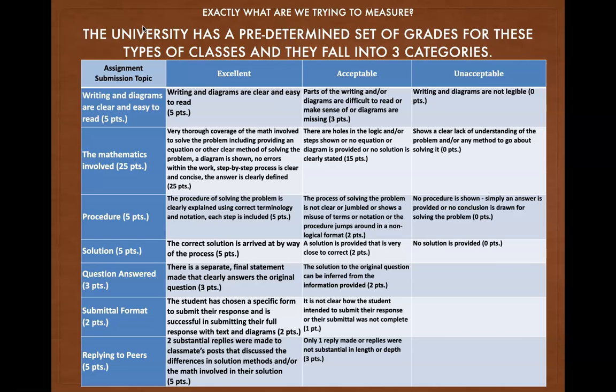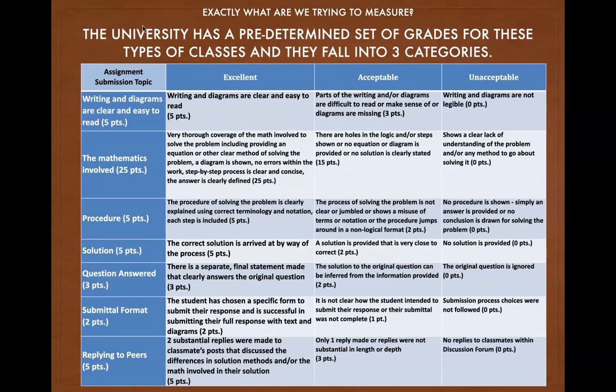No solution is provided, 0 points. The original question is ignored. They don't even refer to it. The submission process choices were not followed within the process of submitting. And for the discussion replies, they didn't do any replies. They forgot that step. And so here's my final overall rubric.